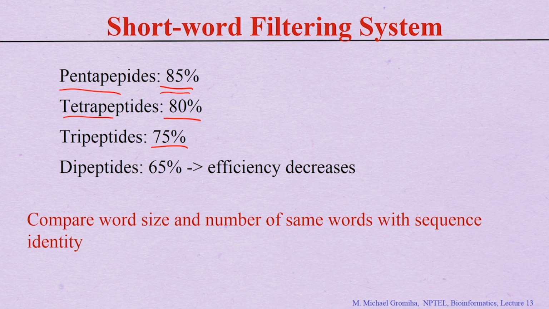And the second aspect is when they reduce the word size, then the efficiency decreases. Why?